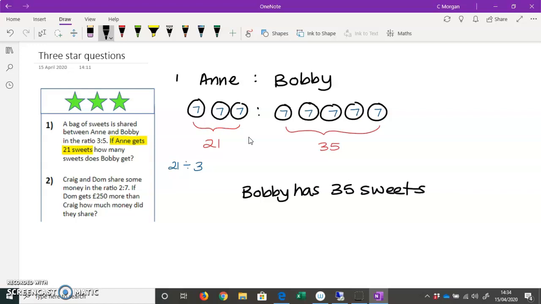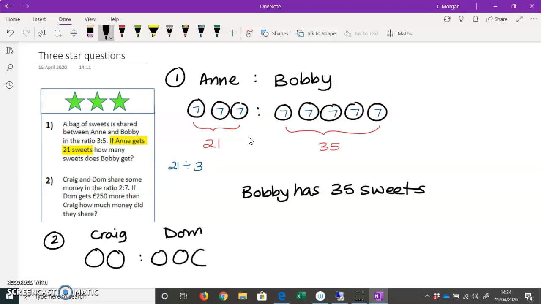If you had a go at the second question, Craig and Dom share some money in the ratio 2 to 7. So Craig has 2 parts and Dom has 7. 1, 2, 3, 4, 5, 6, 7.